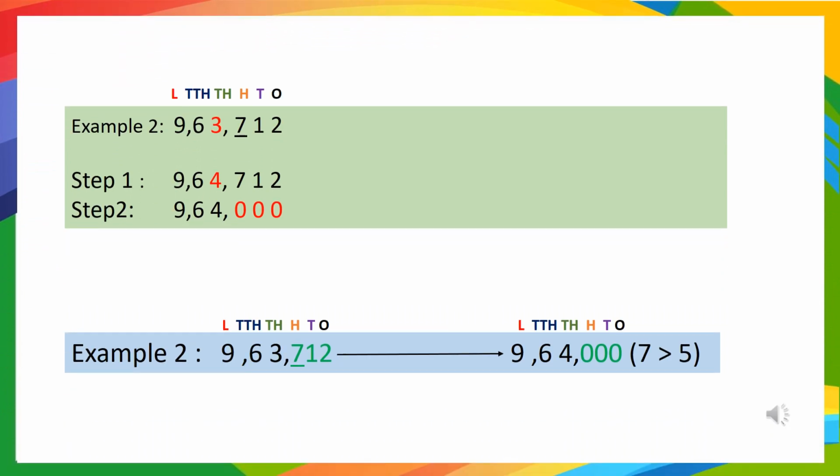Now follow the same steps in example 2. Number is 9,63,712. As you can see, the hundred place digit is 7, which is greater than 5. So according to step 1, add 1 in the thousand place digit. So 3 will become 4 in the thousand place. Then in second step, replace ones, tens and hundred place digit by 0. Now the number will become 9,64,000.